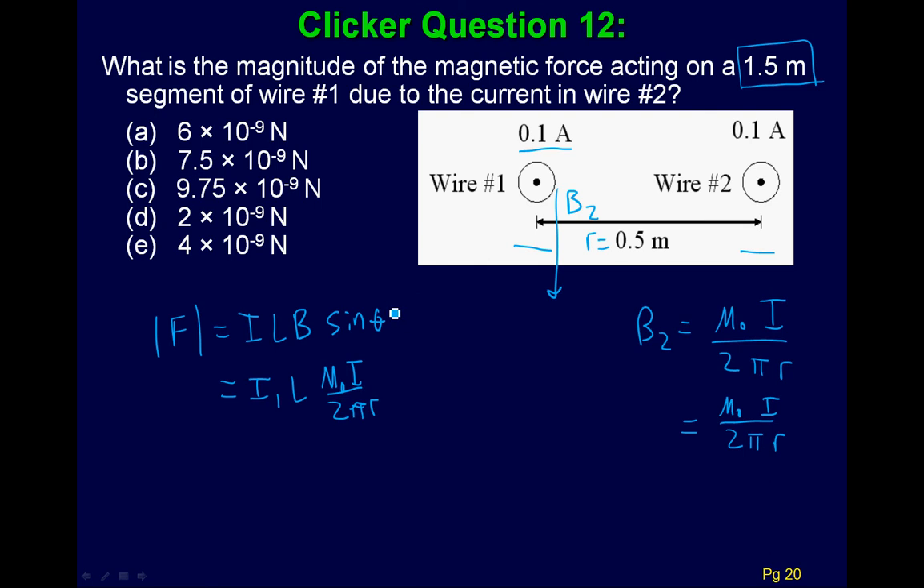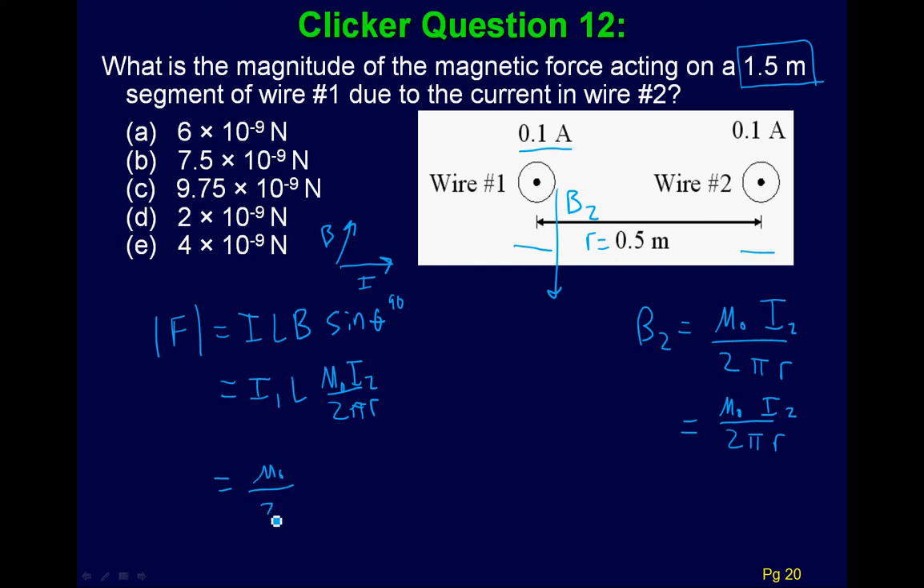And now finally, sine of theta. The theta is the angle between our B field and the current. Here the current's coming out of the page and the B field's going straight down, so this angle is 90 degrees. Sine of 90 is just 1. And be careful, for this current we should call it current 2, but it doesn't really matter because both currents are identical.